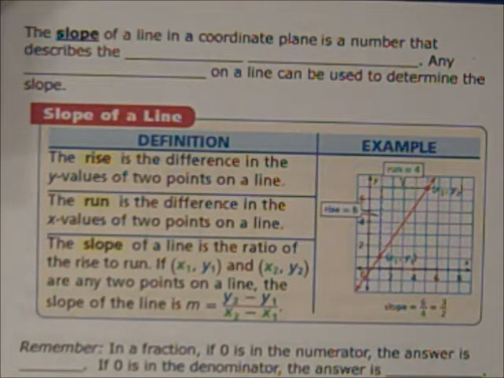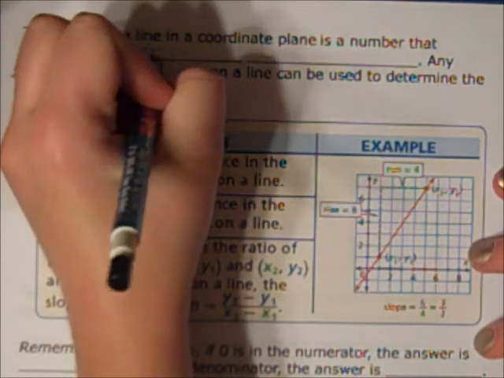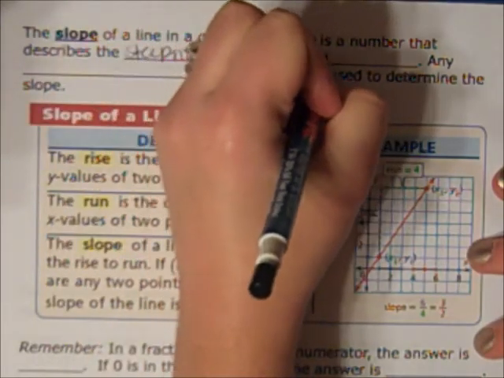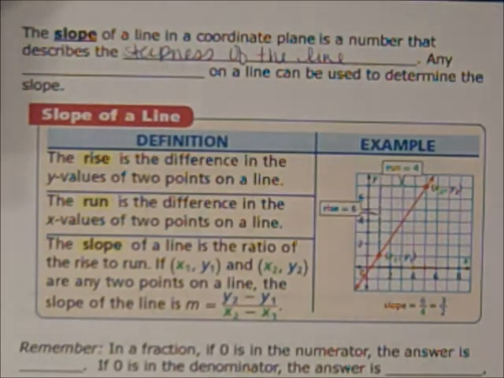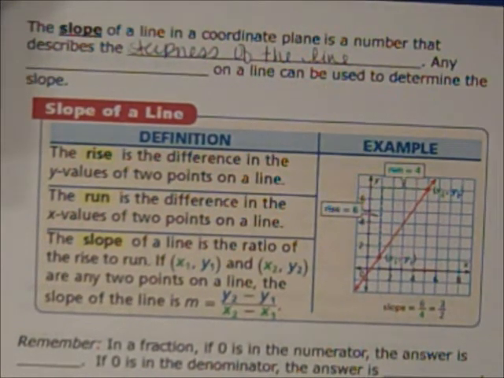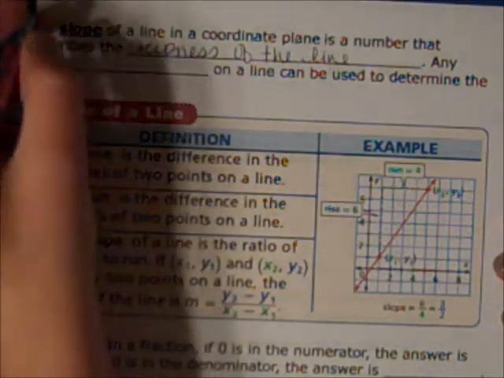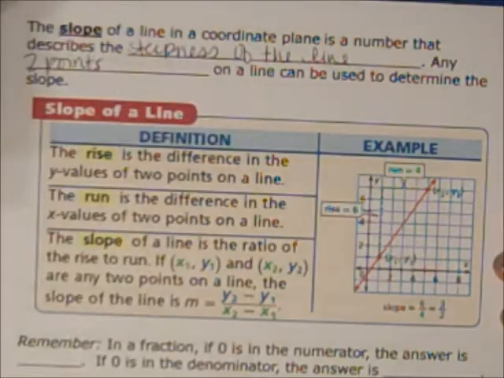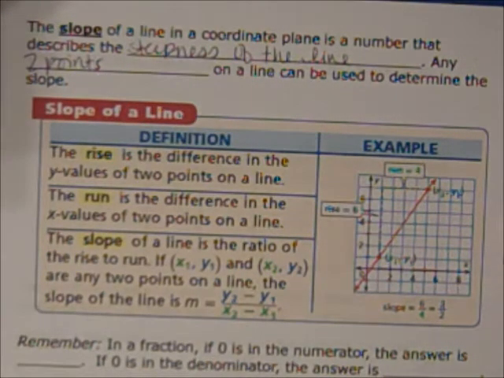Okay, so the slope of a line in a coordinate plane is a number that describes the steepness of the line. Okay, it also tells you the direction. Is it going up or down? And then how steep is it? So a big slope is very steep, and a fraction slope is less steep, up 1/4. Okay, any 2 points on a line can be used to determine the slope.